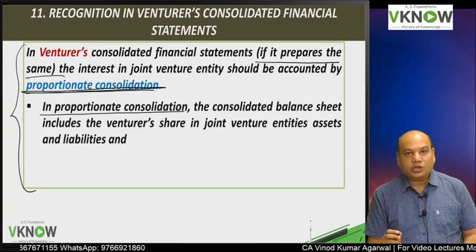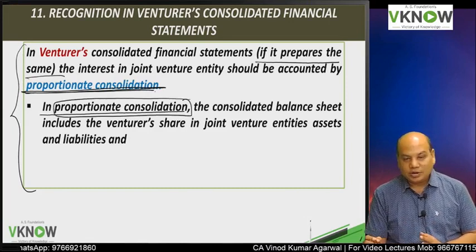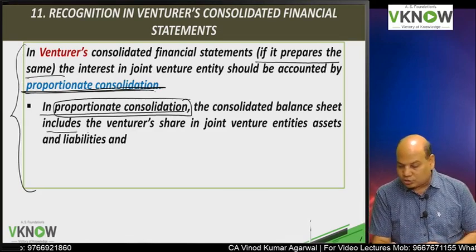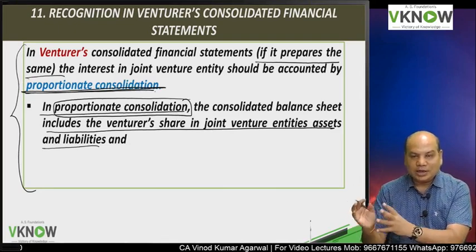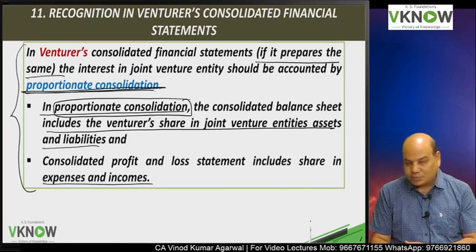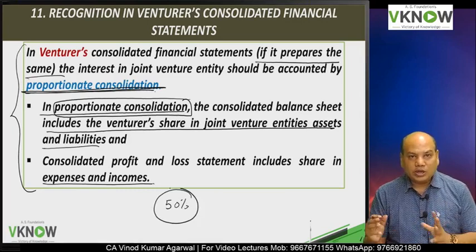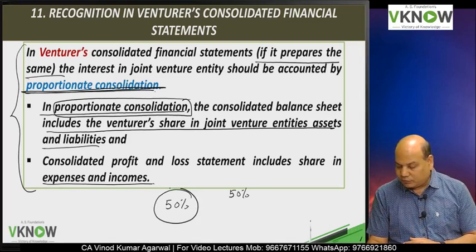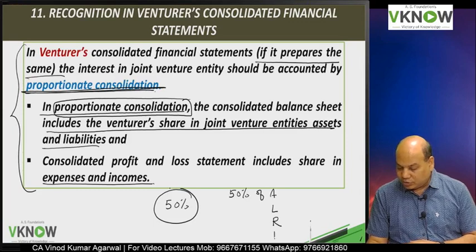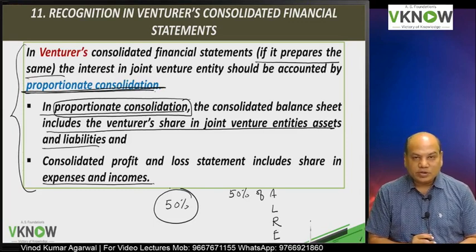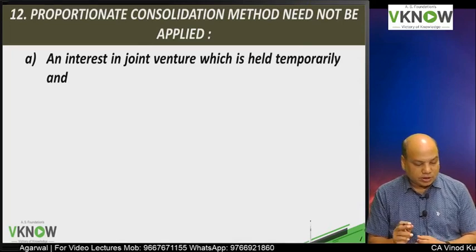So what do you do in proportionate consolidation? In proportionate consolidation method, as the name indicate, you are going to record in the consolidated balance sheet share of the venturer in the asset, liability, income and expense. That means if you are a 50% stakeholder in a joint venture, you will record 50% of asset, 50% of liability in the balance sheet, 50% of revenue and 50% of expense in the profit and loss account. That is called proportionate consolidation method.